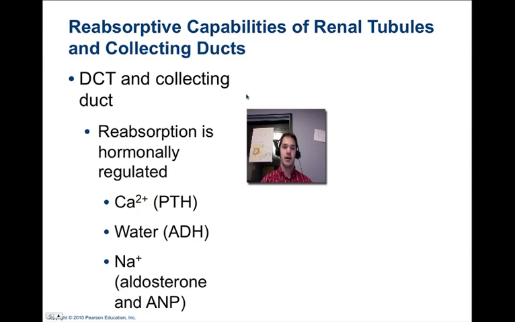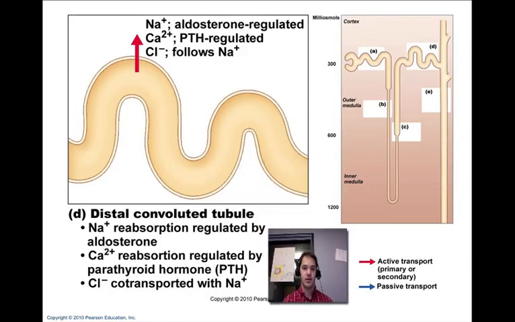So the distal convoluted tubule and collecting duct reabsorption is hormonally regulated. Calcium reabsorption increases with parathyroid hormone. Water reabsorption increases with ADH, and sodium reabsorption is regulated by aldosterone and atrial natriuretic peptide. So here we have the distal convoluted tubule. So we're in this part of the nephron now.